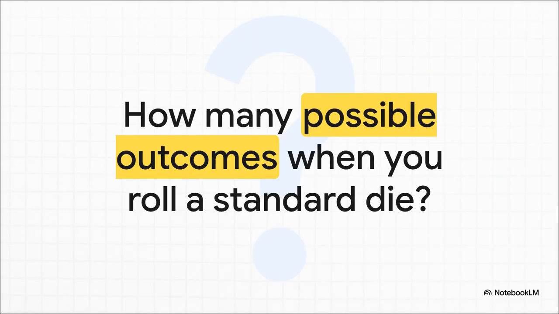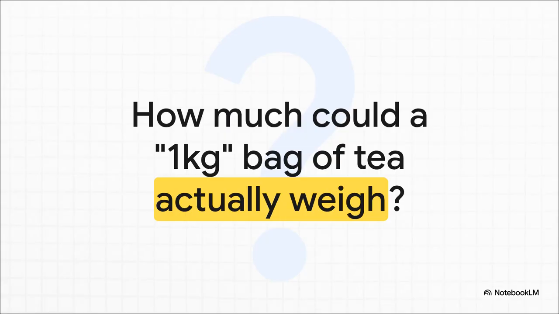All right, let's start with something really simple, a bit of a warm-up. If you roll a standard six-sided die, how many different results can you possibly get? Right, the answer is obviously 6. It's a countable, finite number. You can list every single one of them: 1, 2, 3, 4, 5, or 6. We call this a discrete variable. Pretty straightforward, right? Okay, but now let's shift gears a little.